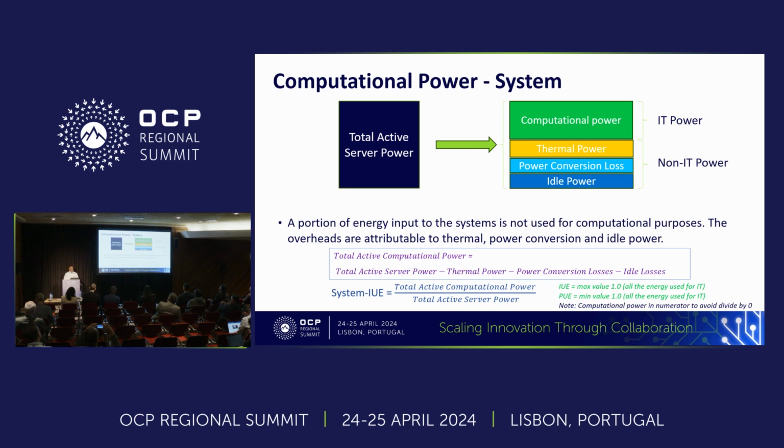You can divide that and create a metric. The way we are looking at it is, you put the compute power on the top and the total power of the system on the bottom. So you get a number from 0 to 1. That is the IUE that we are defining. So IUE goes from 0 to 1 and PUE is 1 to infinity.